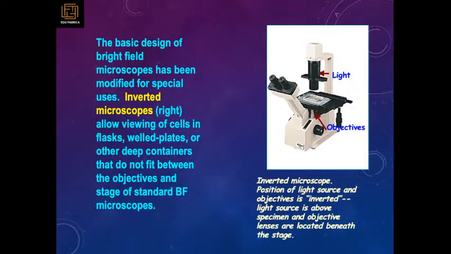Then there is the inverted microscope, which is a modification of the bright field microscope, in which the light source is from the top and the objective lens is at the bottom. So in the inverted microscope, the positions of light source and objective are inverted: the light source is above the specimen, and the objectives are located beneath the stage.